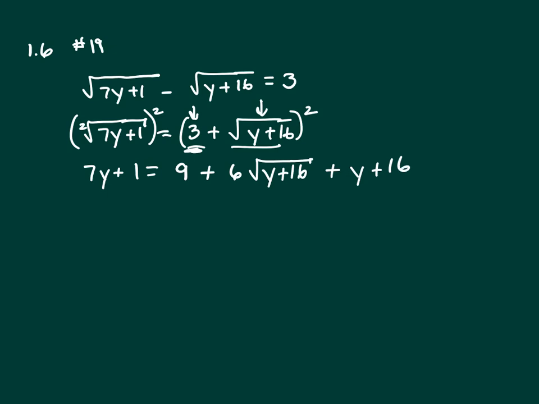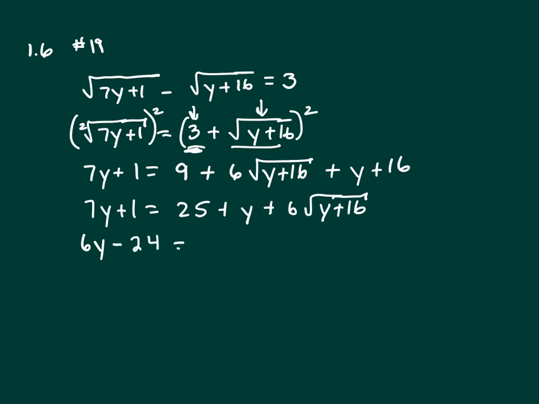And now what you need to do is combine like terms. So 9 plus 16 is 25, plus a y, plus a 6 square root of y plus 16. Now repeat the process. We're down to one radical. We need to isolate that one radical. So let's subtract 25 from both sides and subtract a y. And that gives me 6y minus 24 equals 6 square root of y plus 16.